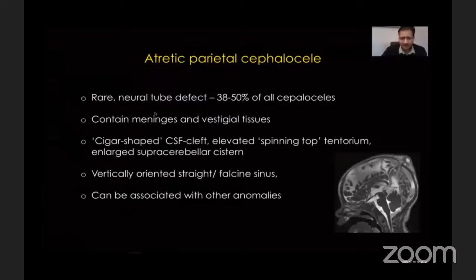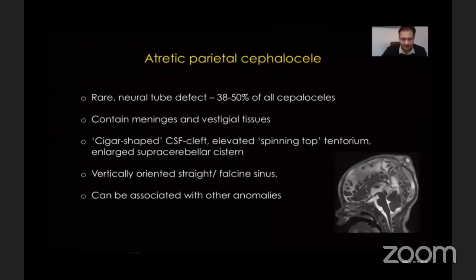The characteristic imaging findings are this cigar-shaped CSF cleft, which extends from the midline in the pineal or the supracerebellar cistern all the way up to the extracranial lesion. And also there is elevation or the spinning top appearance of the tentorium with an enlarged supracerebellar cistern.